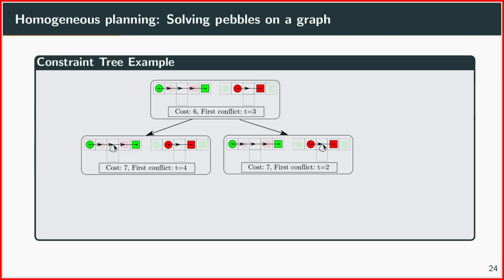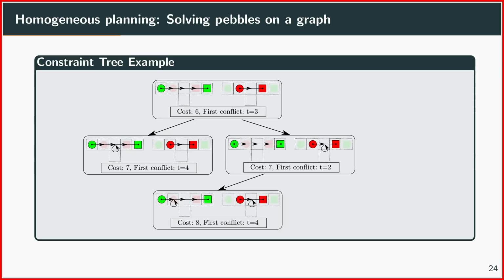And the other possibility is that you restrict the red robot to not be at the goal region here. And this gives you also a cost of 7, but now you have a conflict at the second time step. And so you now have 2 problems, and you have both with a cost of 7 and a conflict at t equals 2 and t equals 4. And because we said we use this tiebreaker of first conflict occurring earlier, we take the second one here, and we again add 2 constraints.